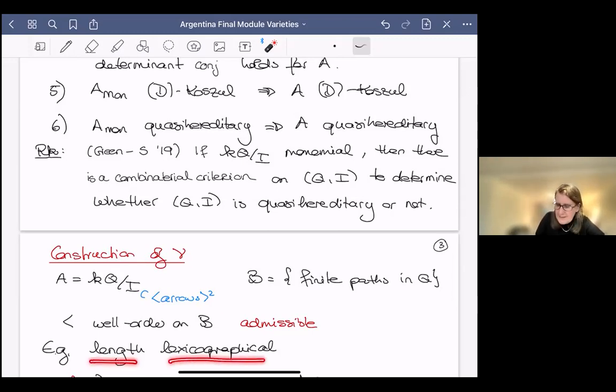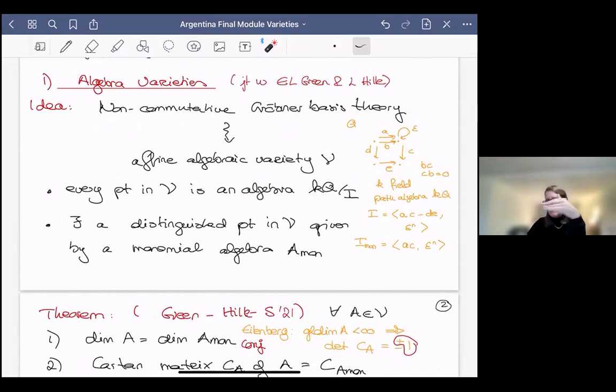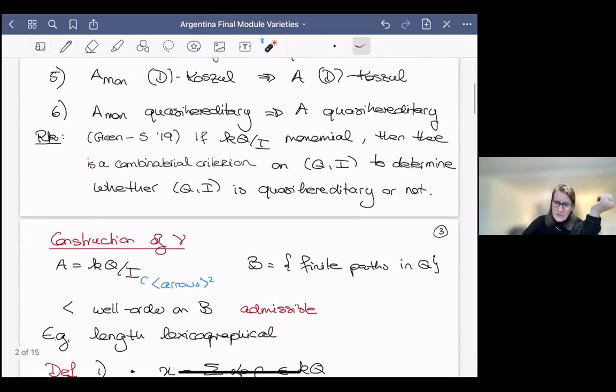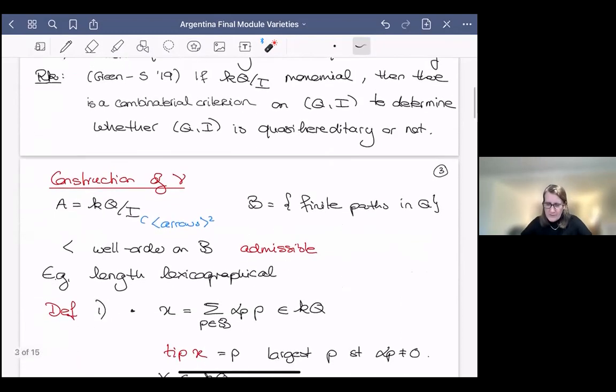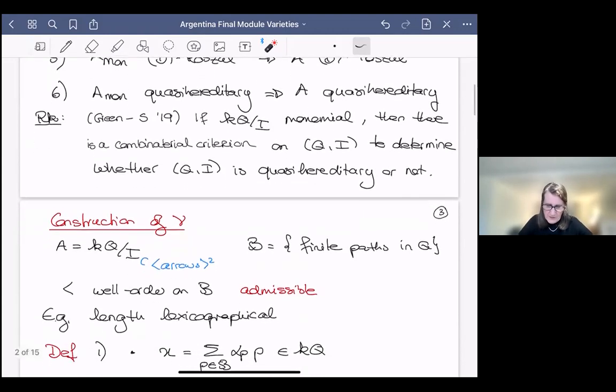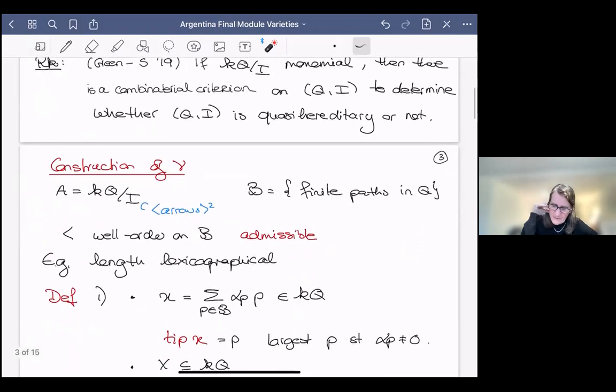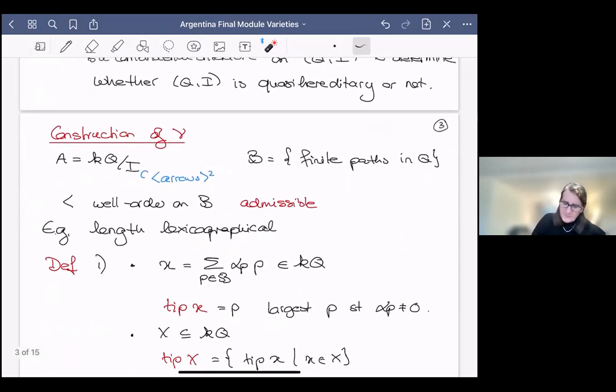For example, the length lexicographical order is admissible. That means I order all my arrows. So in our example here, suppose A is bigger than B, bigger than C, and so on. And then I first compare paths by number of arrows. And if they have the same number of arrows, then I go lexicographically by this chosen order. Okay, so there's in some sense a choice involved, but I don't think that is so important here. Okay, but once we have chosen an order, then we can define the notion of a tip.